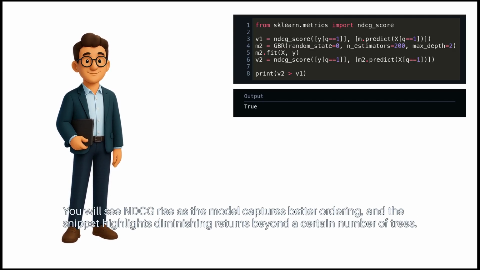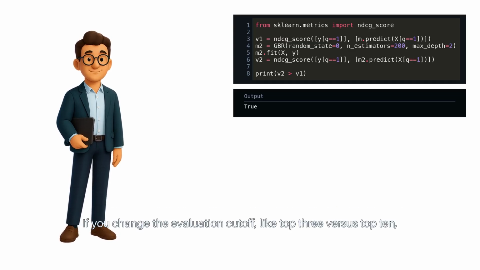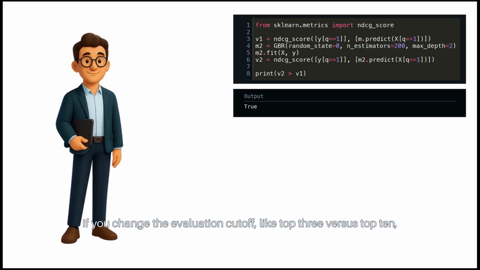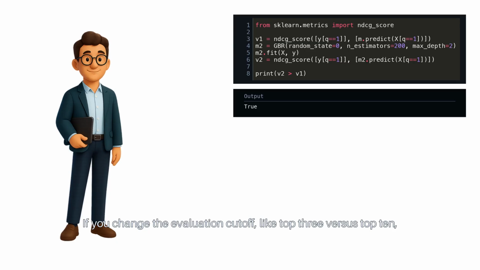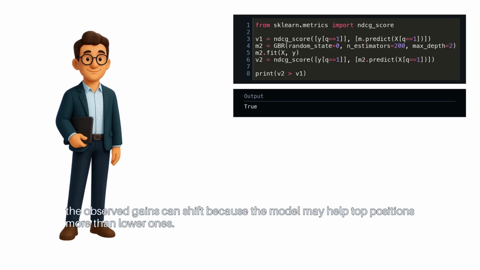You will see NDCG rise as the model captures better ordering, and the snippet highlights diminishing returns beyond a certain number of trees. If you change the evaluation cutoff, like top 3 versus top 10, the observed gains can shift because the model may help top positions more than lower ones.